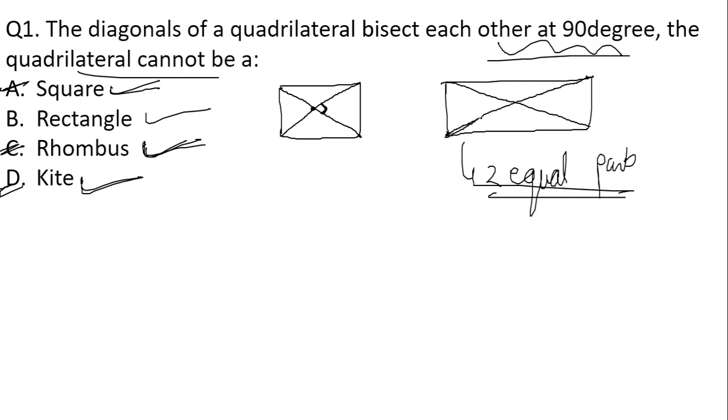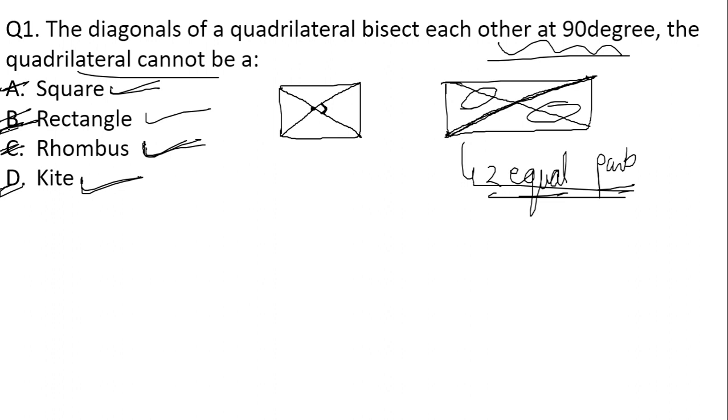For example, if we consider this particular diagonal, this diagonal is dividing the rectangle into this one part and the other part is this one, and both the parts are equal. But here the diagonal is not bisecting the other diagonal at 90 degrees. So the correct answer for the given question is option B, and this is an important question that has been previously asked in the question paper of CTET paper 1.